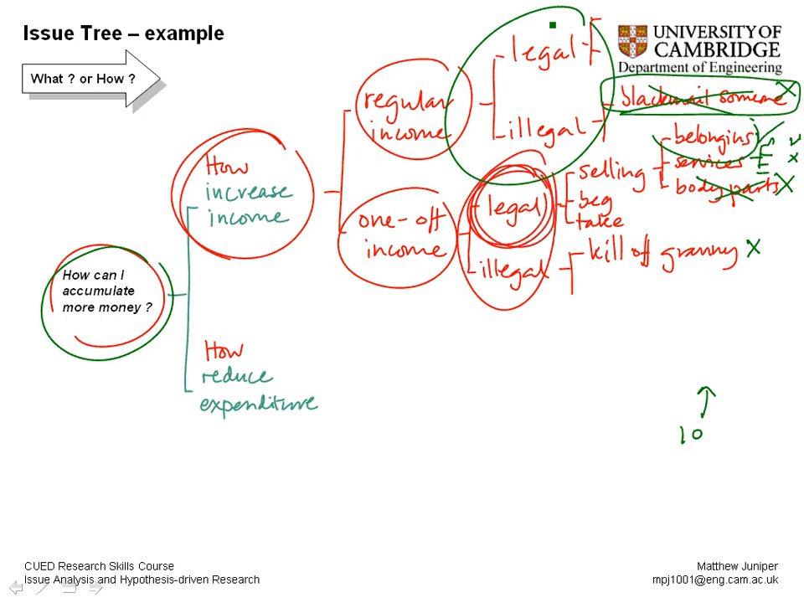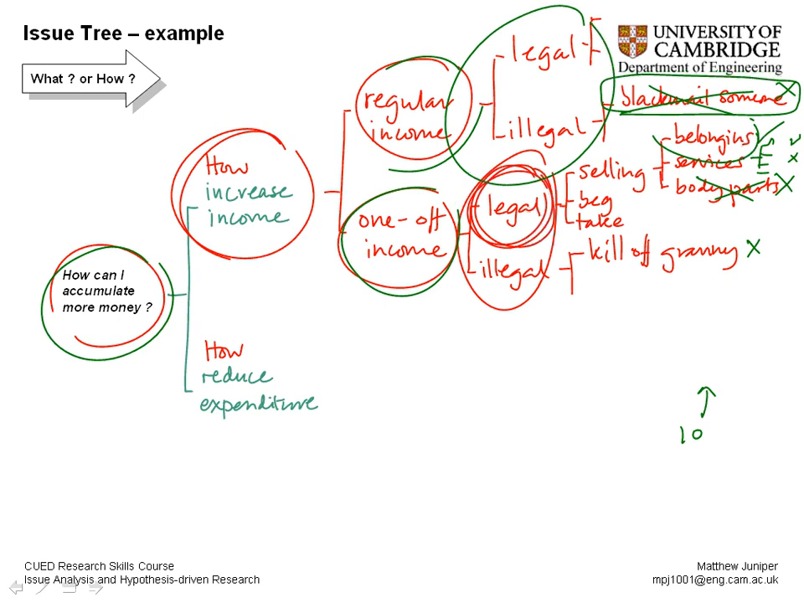Now, from the point of view of writing up a report, you can see that you have here now a good structure for that report. Your report might be, how can I accumulate more money? Your first section would be, how can I increase income? Second section, how can I reduce expenditure? Now section 1A, regular income. Section 1B, one-off income, and so on. So we can see a structure developing already for your argument.